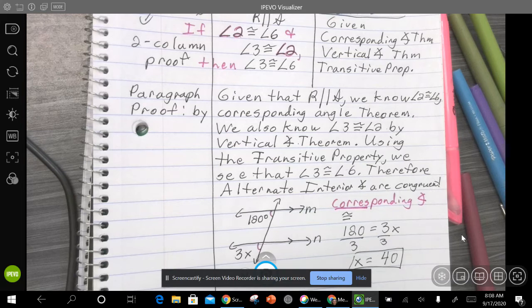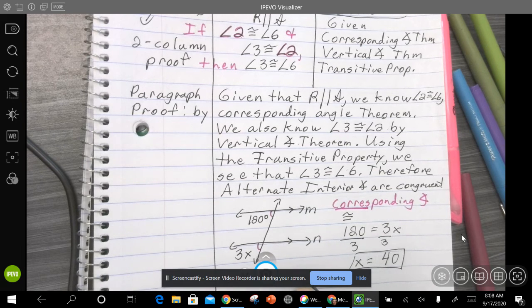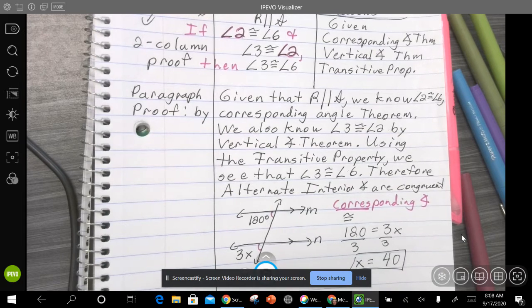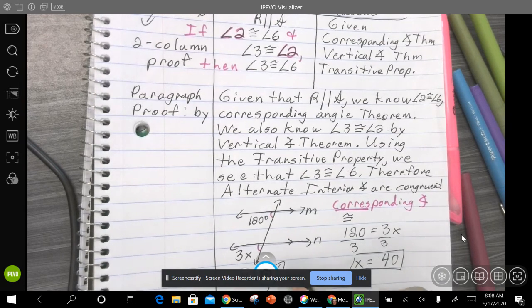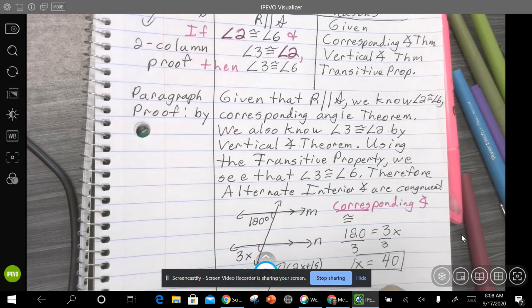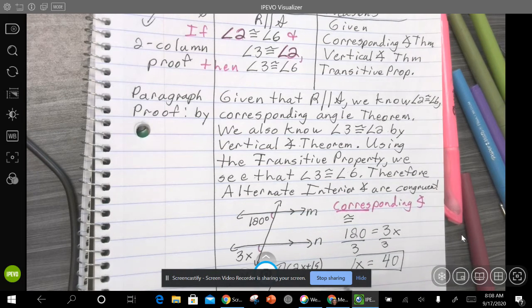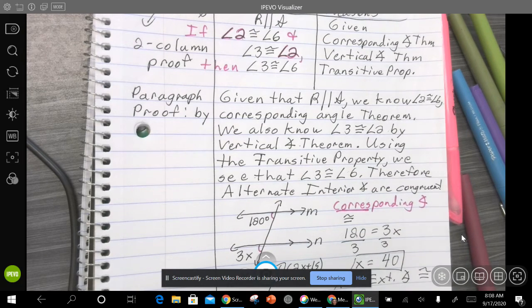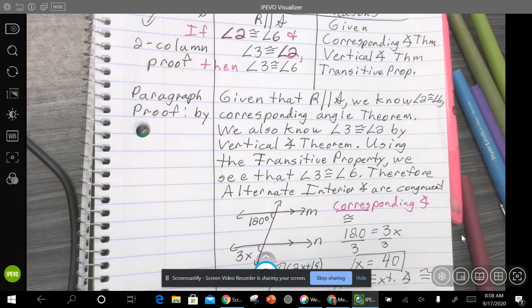Okay. We can also do, let's do another one. Okay, so we have 2x plus 15 and 135 degrees. So M and N. Okay, so what's the angle relationship for these two? Well, they are alternate exterior angles. They are also congruent. So that means we're going to set them equal to each other.